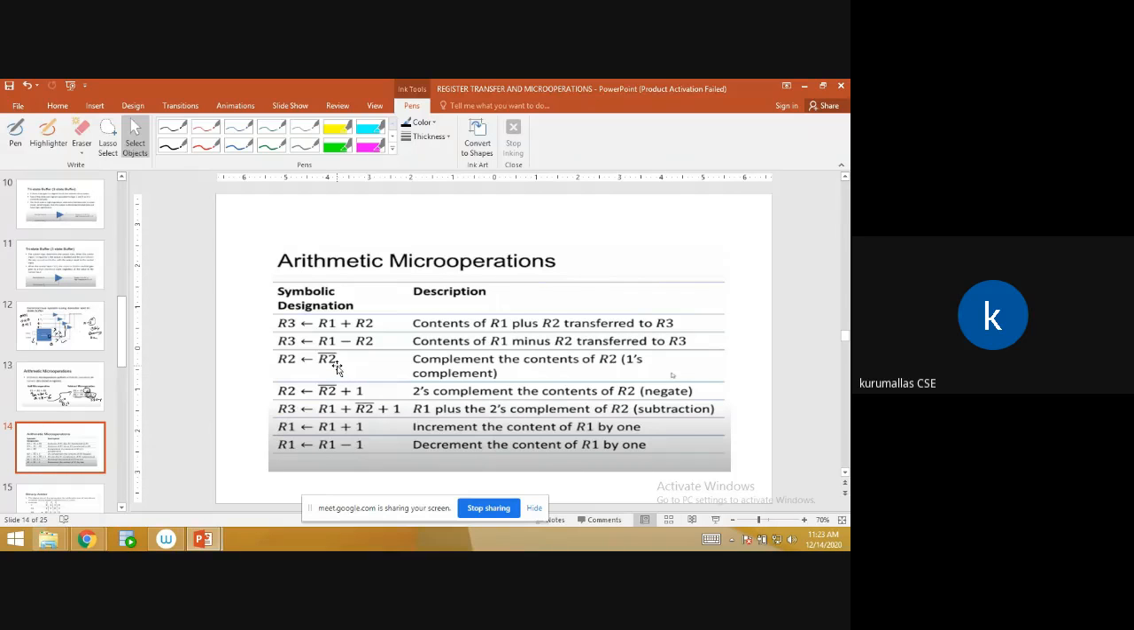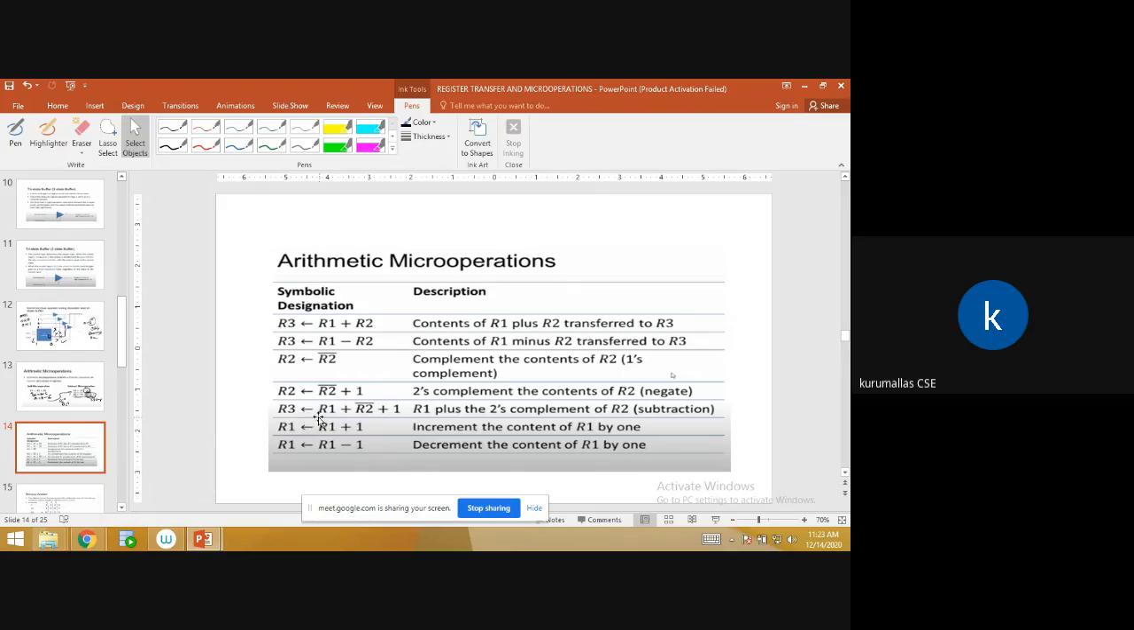So if you add one, we can get two's complement. The two's complement of the content of R2, which means negate, that is R2 bar plus 1, this is the two's complement of the register R2, and it can be stored in R2, right?